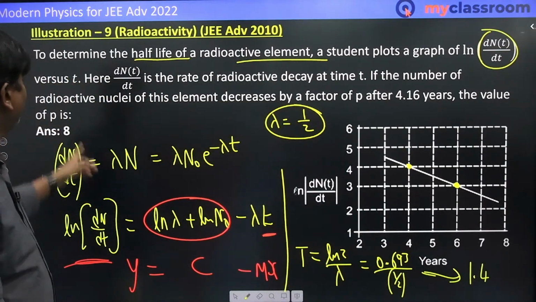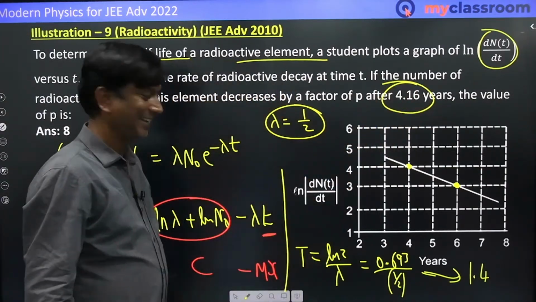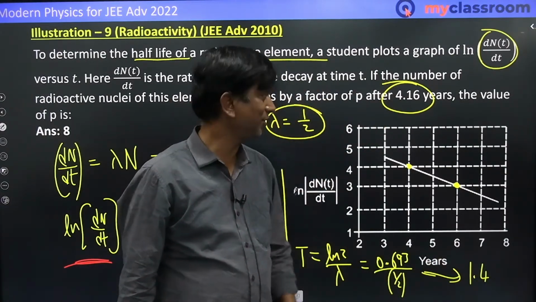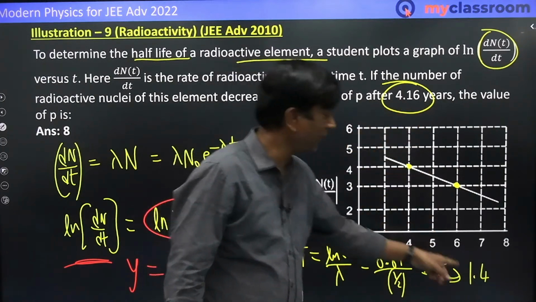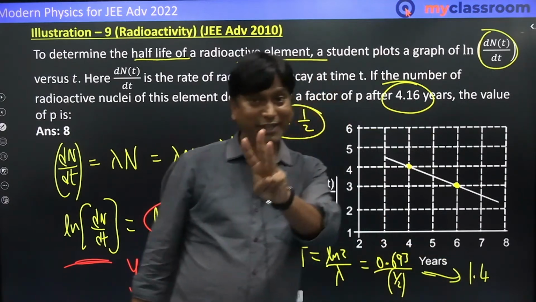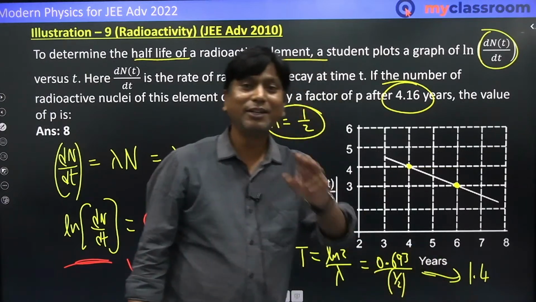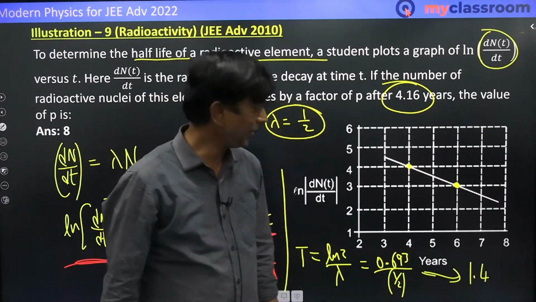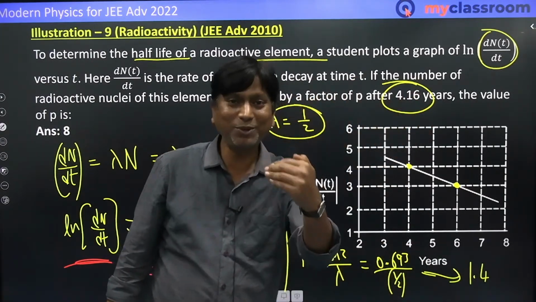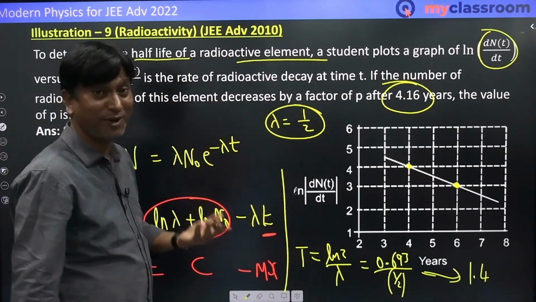Now they are asking: if the number of radioactive nuclei of this element decreases by a factor P after 4.16. Actually, half-life is slightly less than 1.4, that's understood. So 4.16 means how many times 1.4? Assume it is 4.2. So 1.4 into 3 gives you 4.2, that means 3 half-lives. Already I told you it is slightly less than 1.4, so if you multiply with 3, you get less than 4.2. That's why you are getting 4.16.